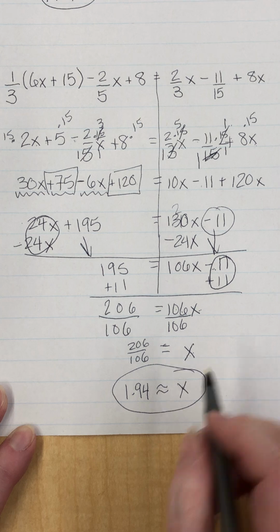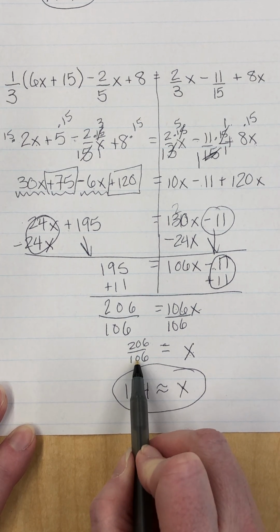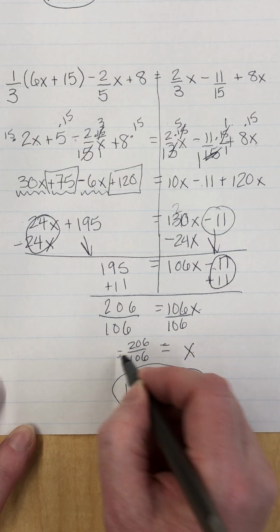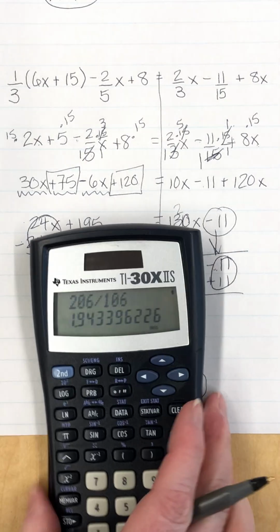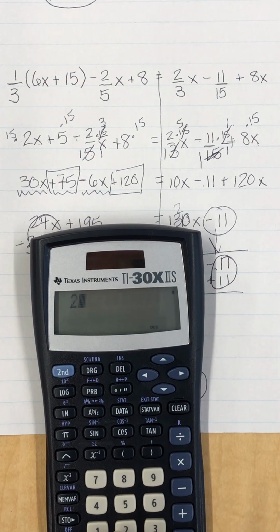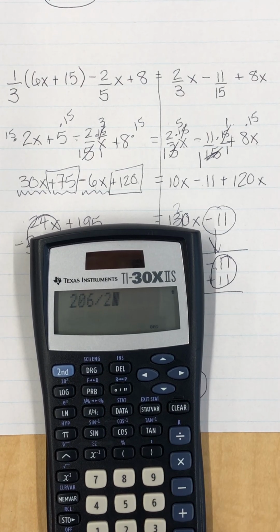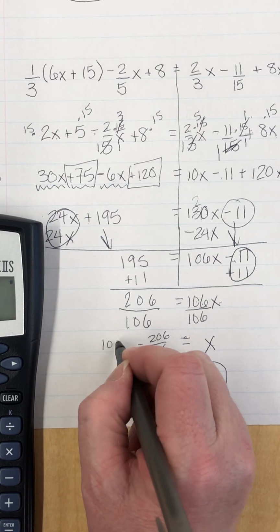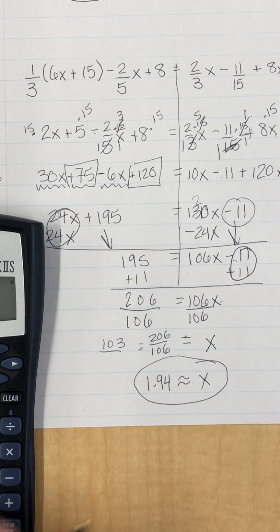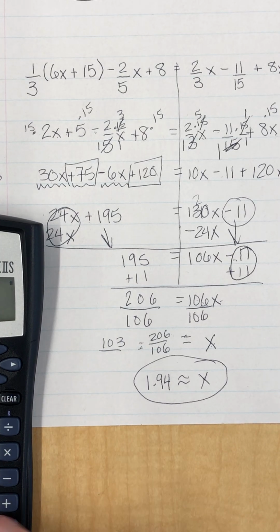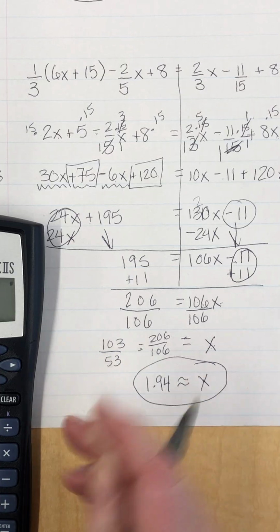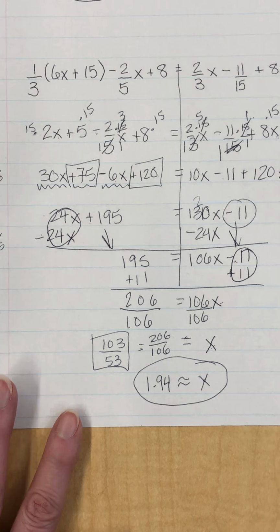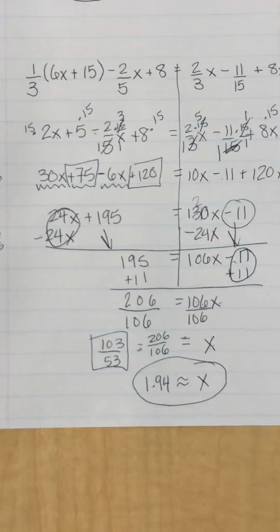And that is my answer. Or you could leave it in here, but you could also reduce this. They're both even. If I divide by 2, so if I do 206 divided by 2, I get 103. So that could be 103. And if I do 106 divided by 2, I get 53. And you could keep it like that if you would like. So you could say it's 103 over 53, or it's approximately 1.94.